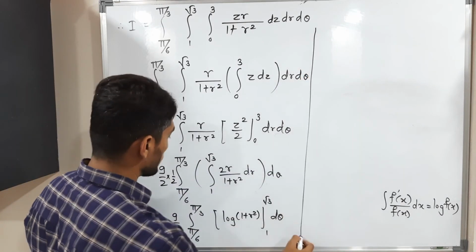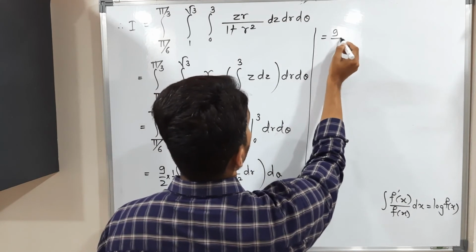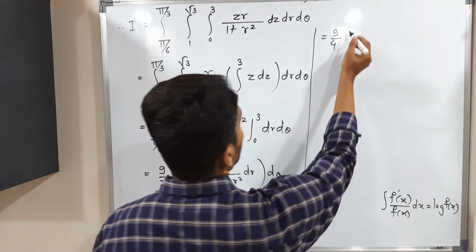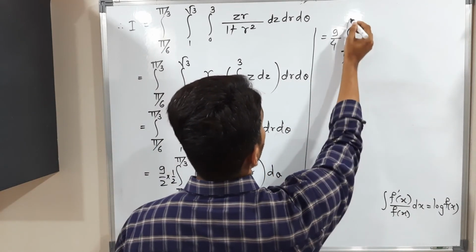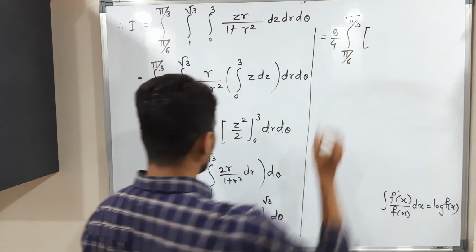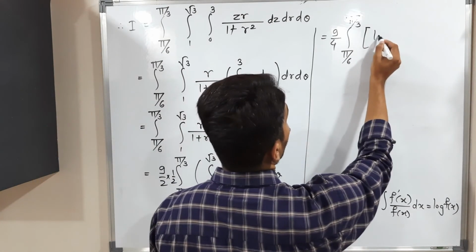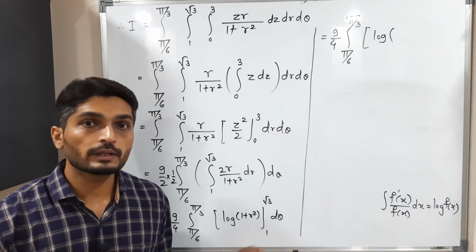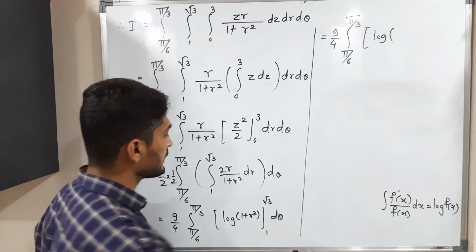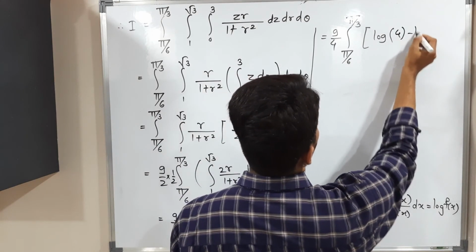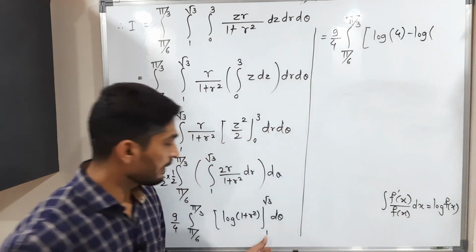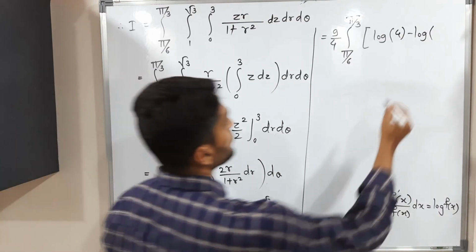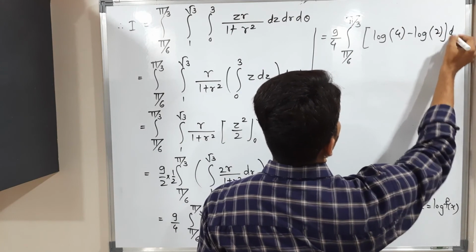Okay, so let us continue. So this is 9 by 4, and integration pi by 6 to pi by 3. See, I'm going to put the upper limit there. Log, if I put root 3 here, root 3 square is 3. 3 plus 1, we will have 4, minus, I will put the lower limit. If I put 1, 1 square is 1. 1 plus 1, 2. Okay, and after that, d theta.